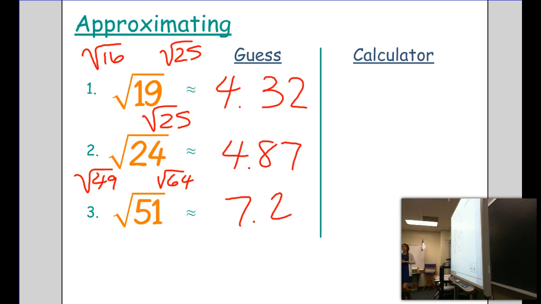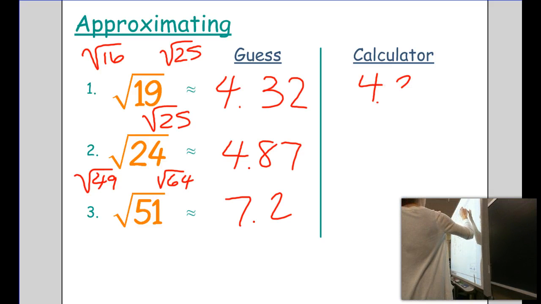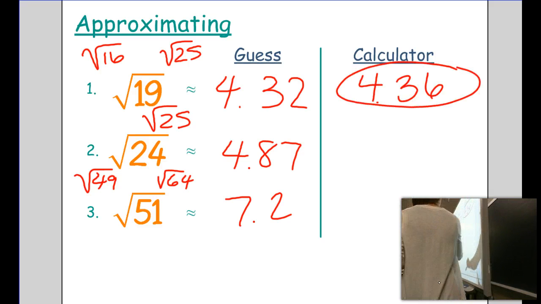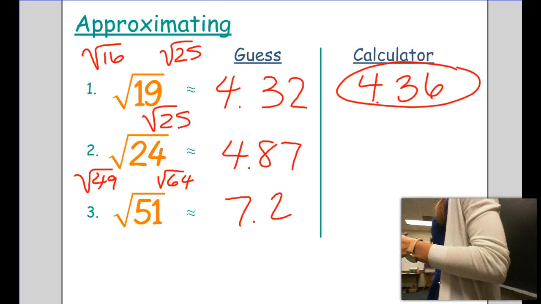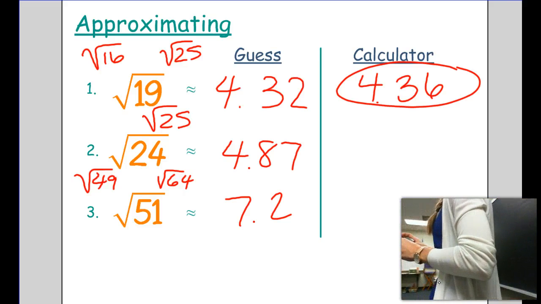All right, now get your calculator out and find out the actual answer. Square root of 19, square root of 24, square root of 51. Austin, what's the square root of 19? Whoa, we were close on that one. My goodness, we were close. Omar, what's the square root of 24?